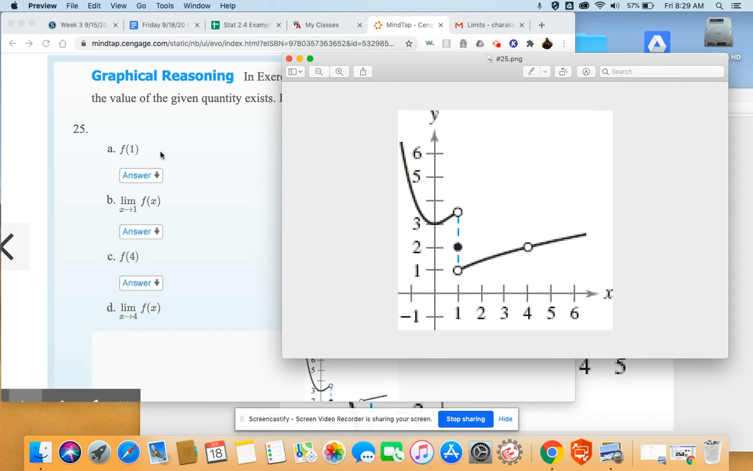And here we go. We've got this picture. I've blown it up here a little bit so you can see it better. First question they ask is, what is f of 1? Now remember, this is function notation. That 1 has replaced the x. They're telling you that the x value is 1. What is the output? What is the y value when x is 1?